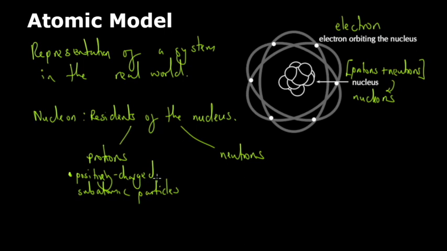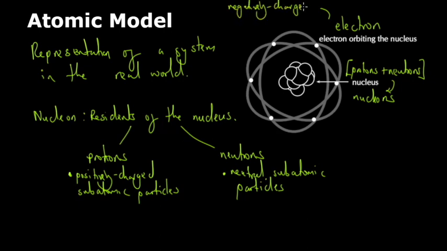If it were neutrons, you'd say neutral subatomic particles. You're just putting this qualifier here: it's neutral and it's a subatomic particle. For electrons, you would say negatively charged subatomic particles.